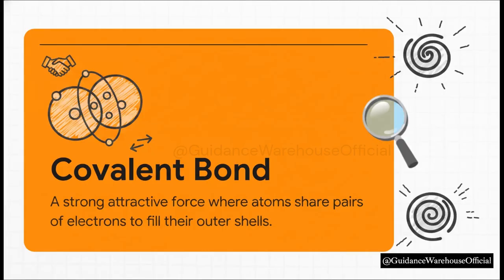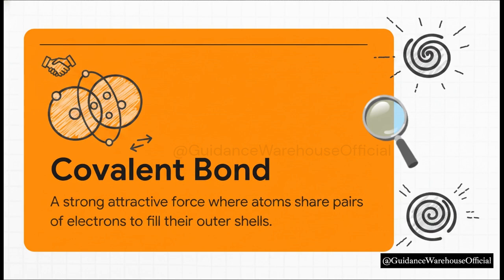So how do they fix it? Through a covalent bond. A covalent bond is a remarkably strong attractive force where atoms share pairs of electrons. Instead of selfishly hoarding or completely giving up their electrons, they compromise. It's kind of like 2 roommates pitching in to buy a really nice TV. Neither of them owns it completely, but by sharing it, they both get to enjoy it.